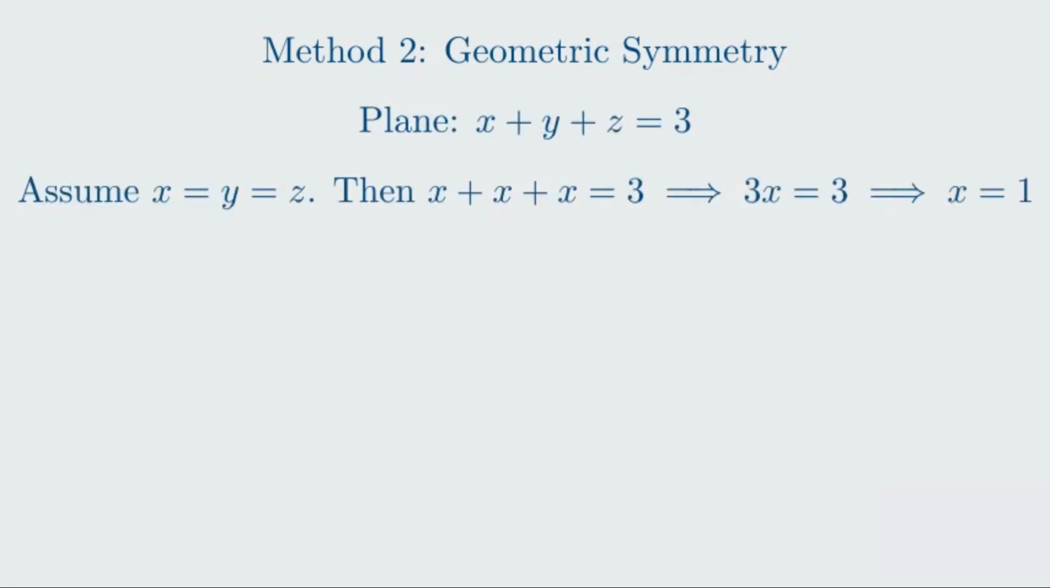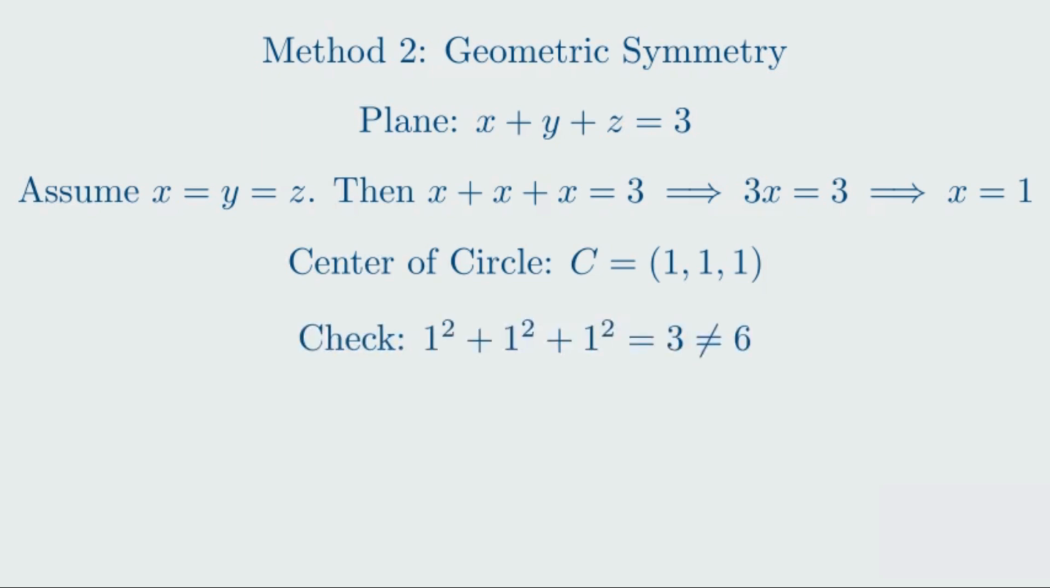Alternatively, there is a geometric argument that allows us to find the center with even less calculation. Because of the perfect symmetry of our sphere and plane equations, we can look for solutions where x, y, and z are equal. If we assume a solution exists where x equals y equals z, we can substitute this into the equation of the plane. x plus x plus x equals 3, which means 3x equals 3, and therefore x equals 1. If x equals 1, then by our assumption, y must also be 1, and z must also be 1. So, we found the point (1, 1, 1).